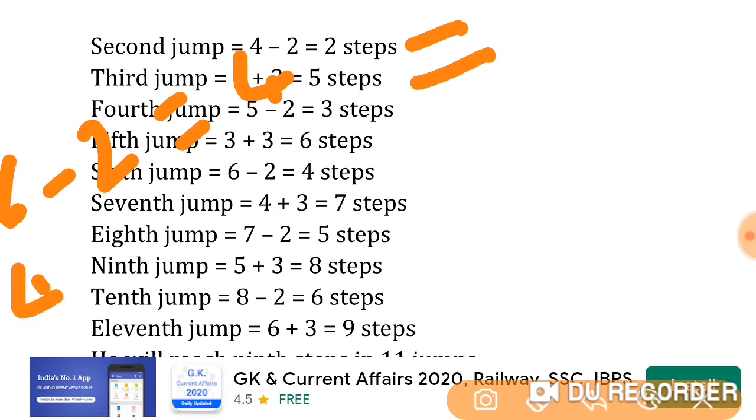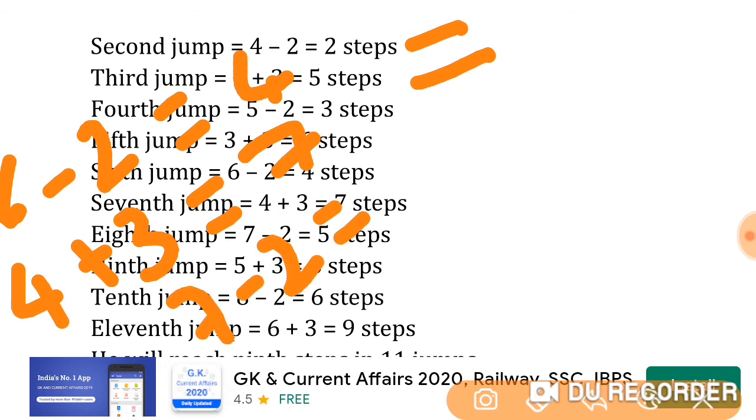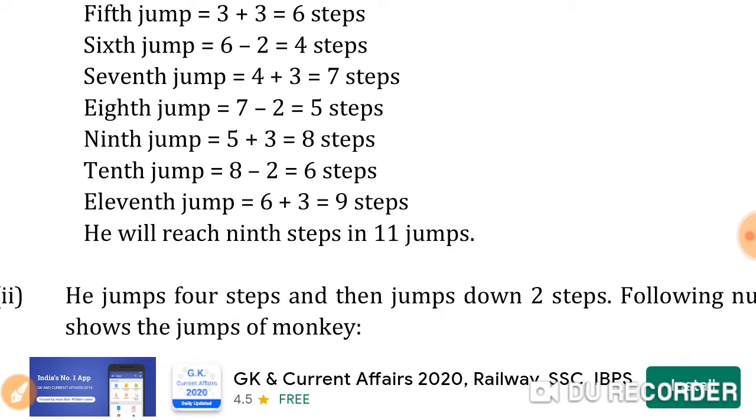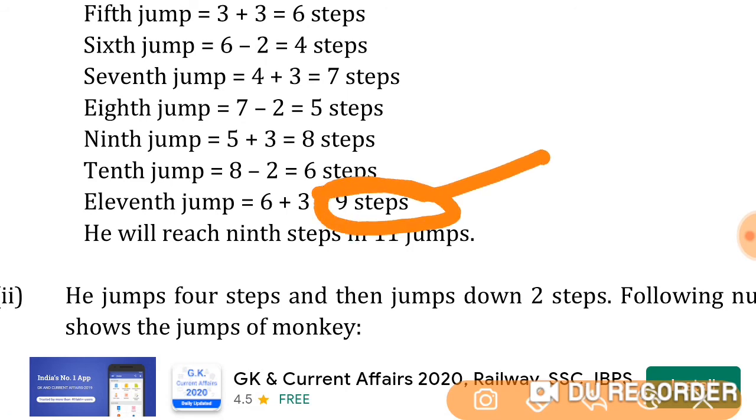In the seventh jump it is plus 3 again, the 7th step it will come. Again in the eighth jump, 7 minus 2, 5. Here like this. At the ninth jump, 5 plus 3, 8th step. In the tenth jump, 8 minus 2, 6 steps it will go. In the 11th jump, 6 plus 3, 9. So see, at the 11th jump it will get to the 9th step, means he will reach the water to drink there.